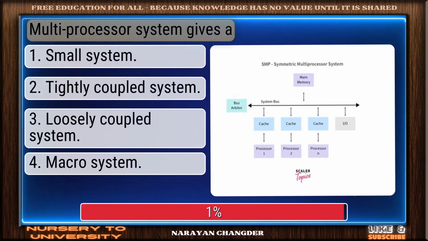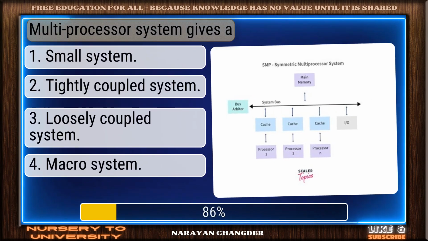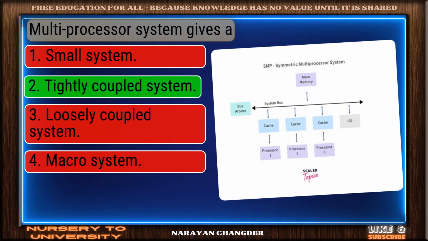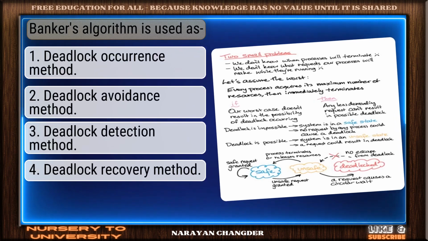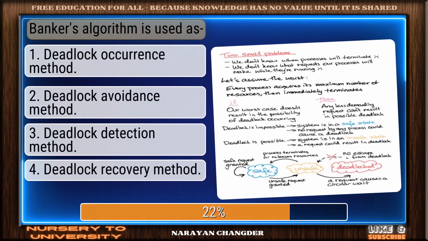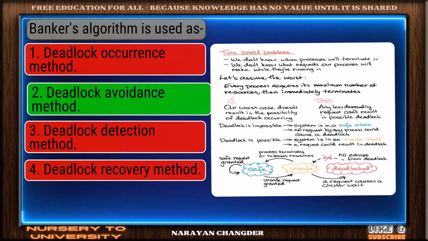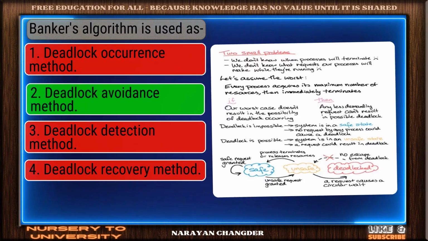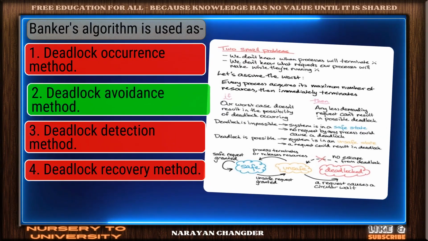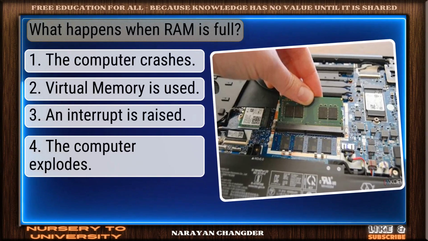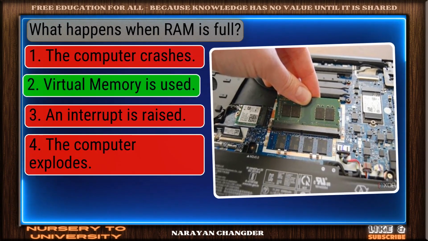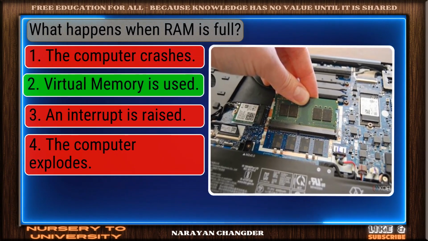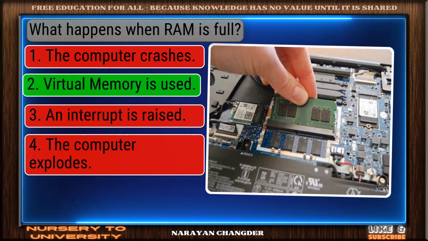Multiprocessor system gives a. You got it. Your choice, tightly coupled system, is right. Banker's algorithm is used as. Strong choice. Deadlock avoidance method is the right answer. What happens when RAM is full? On track. Virtual memory is used is the correct answer.